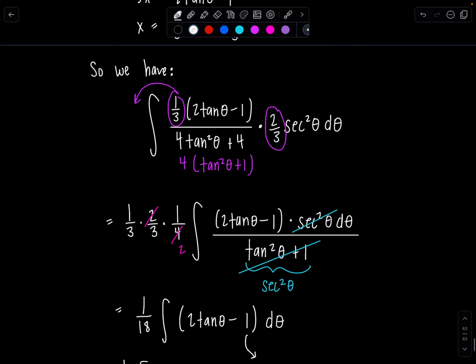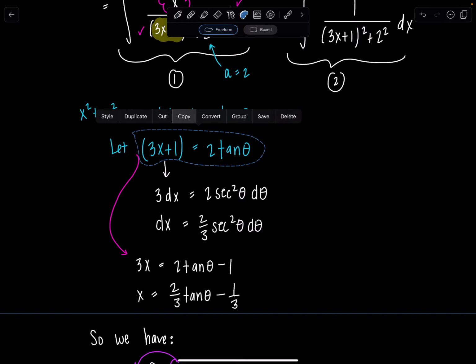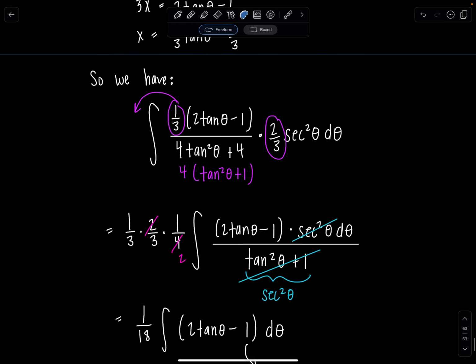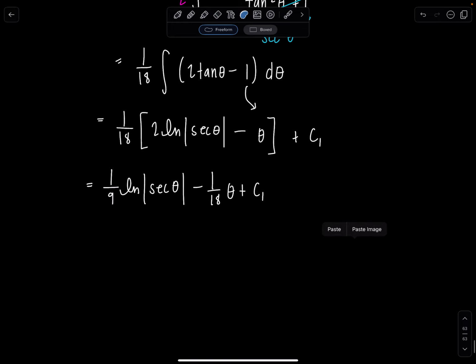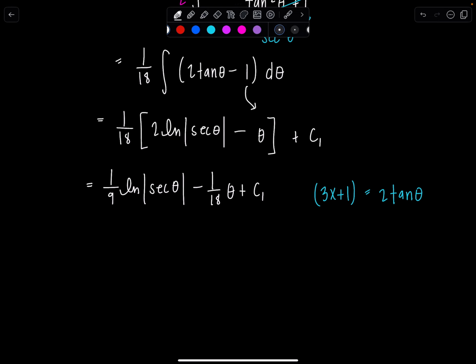And how do you know how to draw the triangle? Come back up. You see right here where we let 3x plus 1 equal 2 tan theta. That's the key to drawing the triangle. So let me copy this and take it with us down below. Paste. What you need to do now is isolate the trig function. So I want to get tan theta by itself. So 3x plus 1 over 2 equals tan theta.